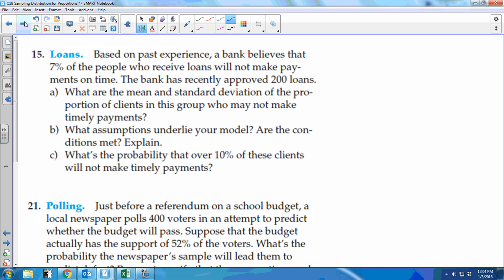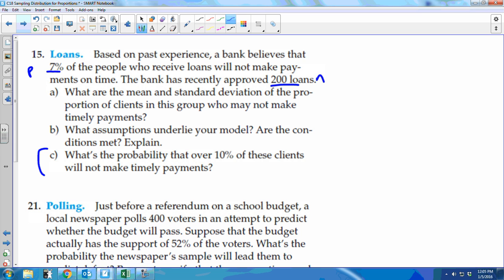Another question, I'm not going to do the whole thing, I'm just going to make sure we understand some things. Based on past experience, a bank believes that 7% of the people who receive loans will not make payments on time, and the bank has recently approved 200 loans. So they're giving you P, and they're giving you N, right? A says what are the mean and standard deviation. You could do that, not a big deal. B, what assumptions underlie your model and are the conditions met? You could do that. I want to talk about C. What's the probability that over 10% of these clients will not make timely payment?